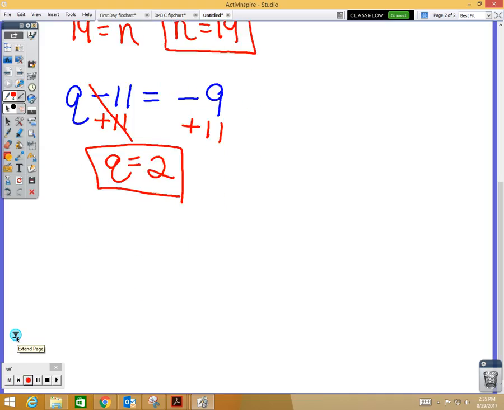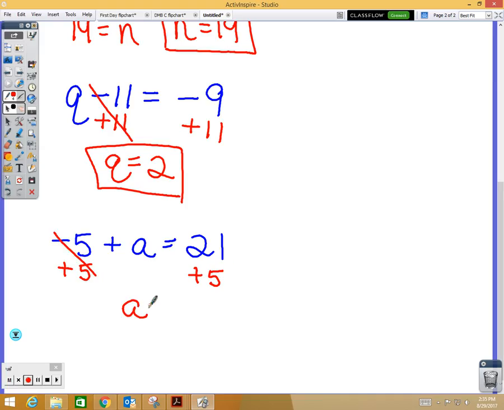Sometimes you might have, instead of the variable and then the number, the number and then the variable. Some people get confused by that. We want to isolate that a, meaning we want to get rid of minus 5. What's my inverse operation going to be? Plus 5, both sides. So we get a equals 26. Negative 5 plus 26 is 21.